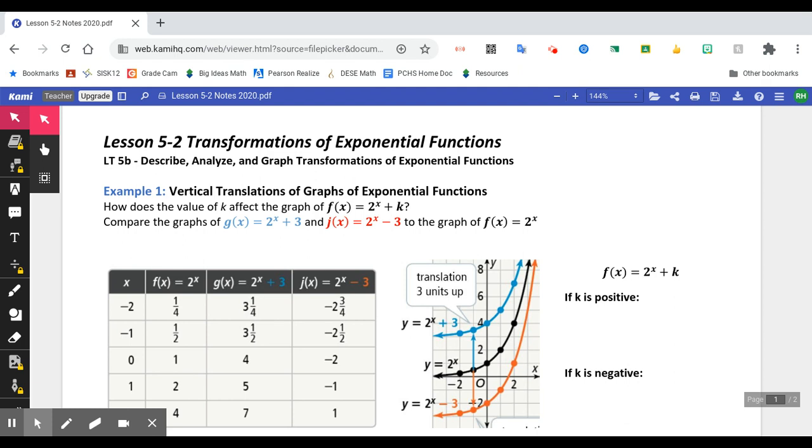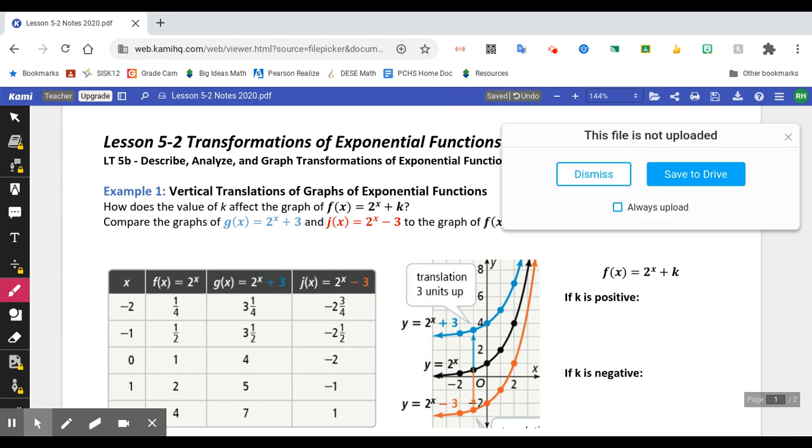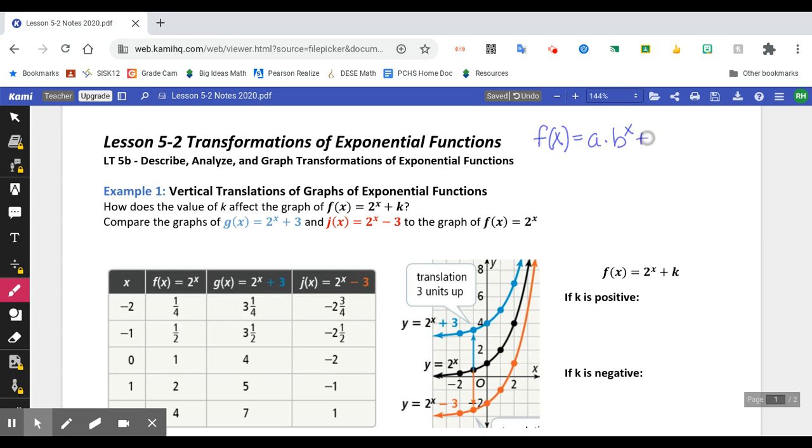All right, so we're going to start 5-2, and we're talking today about transformations of exponential functions. So you just learned in 5-1 about your actual exponential function that we're going to use all the time, which was f of x equals a times b to the x, plus c. A is our y-intercept, B is our constant ratio, that number you're multiplying by, and then C is the asymptote.